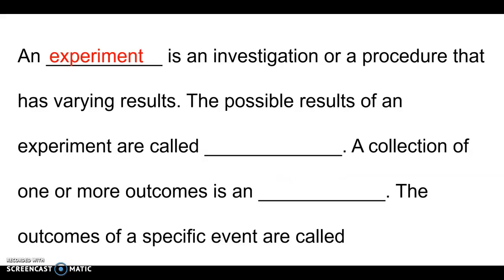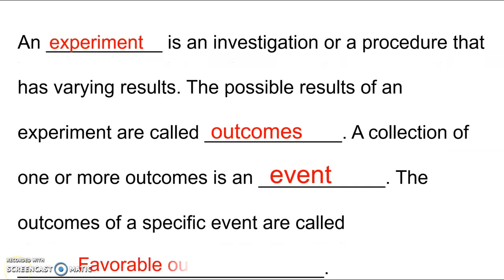All right, so an experiment is an investigation or a procedure that has varying results. The possible results of an experiment are called outcomes. A collection of one or more outcomes is an event. The outcomes of a specific event are called favorable outcomes. So favorable outcomes are outcomes of a specific event.